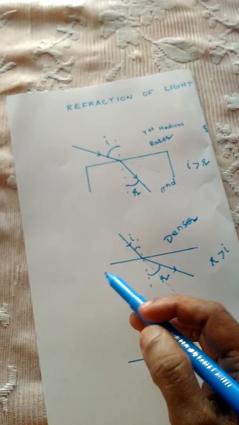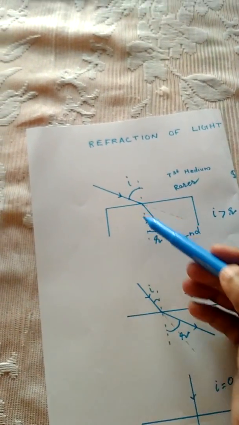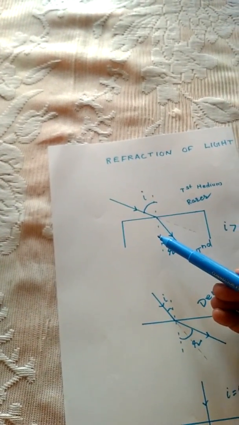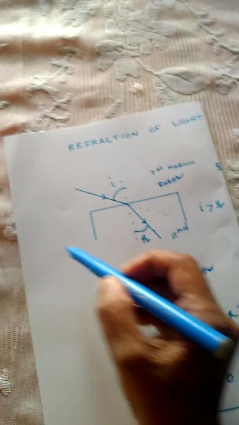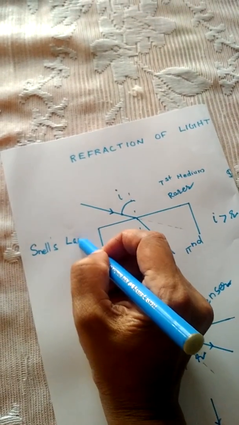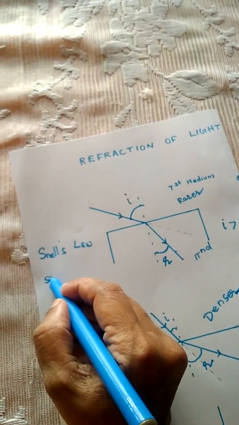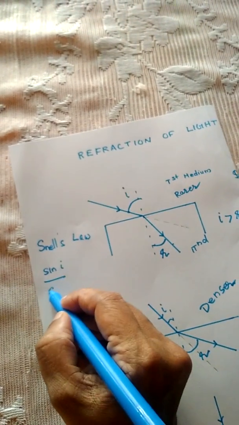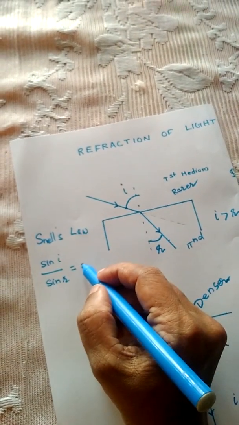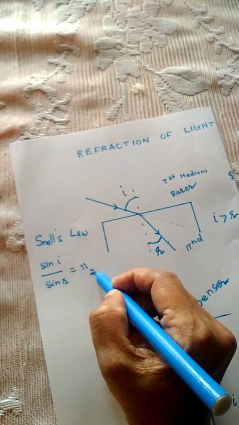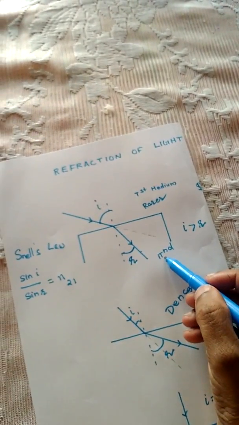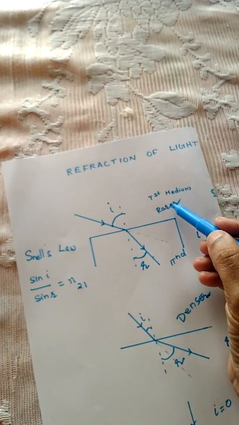According to the laws of refraction, the incident ray, the refracted ray, and the normal lie in the same plane. And the second law of refraction is known as Snell's law of refraction. According to Snell's law, sin I by sin R is equal to a constant, and that constant is denoted by n21. It is the refractive index of the second medium with respect to the first medium.